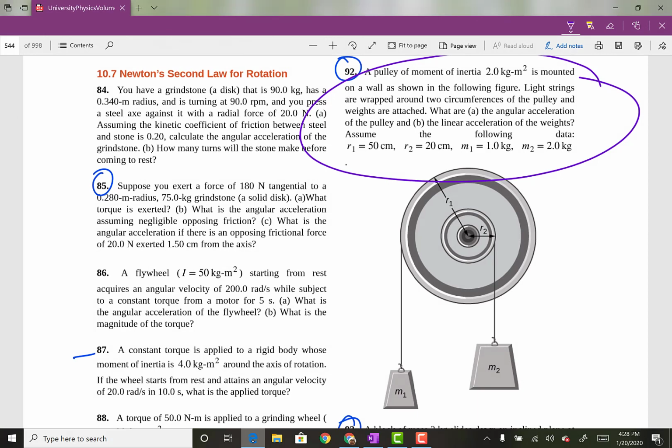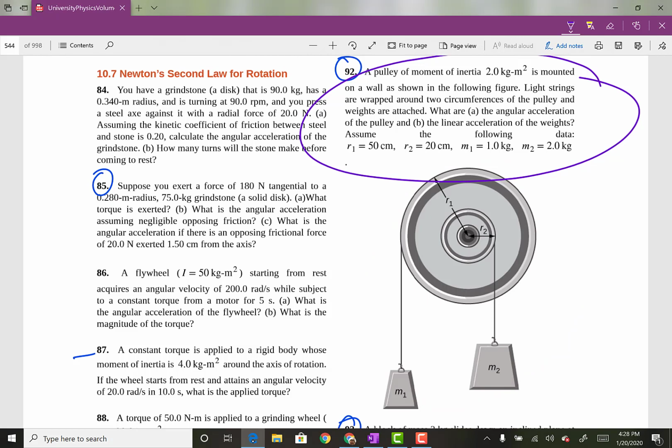Number 92 ended up being the one that got the most votes by a quite clear majority. Here we go, 92. It says a pulley of moment of inertia 2 kilogram meters squared is mounted on a wall that is shown in the following figure. So there you go, there's the figure.